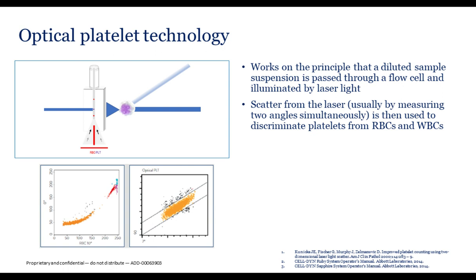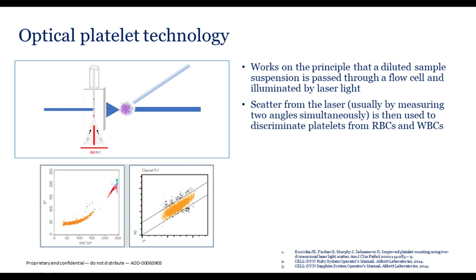The next method I'd like to discuss is the optical platelet count. Optical methods work on the principle that a diluted sample suspension is passed through a flow cell, an optically clear flow cell, and illuminated by a light source, in many cases a laser light source. Scatter from the laser, usually by measuring two angles simultaneously, is then used to discriminate platelets from red cells and white blood cells.